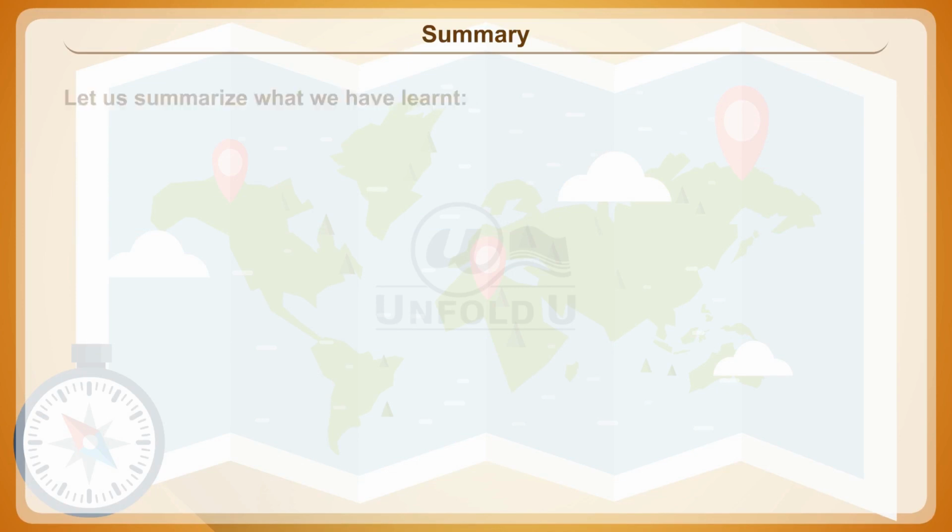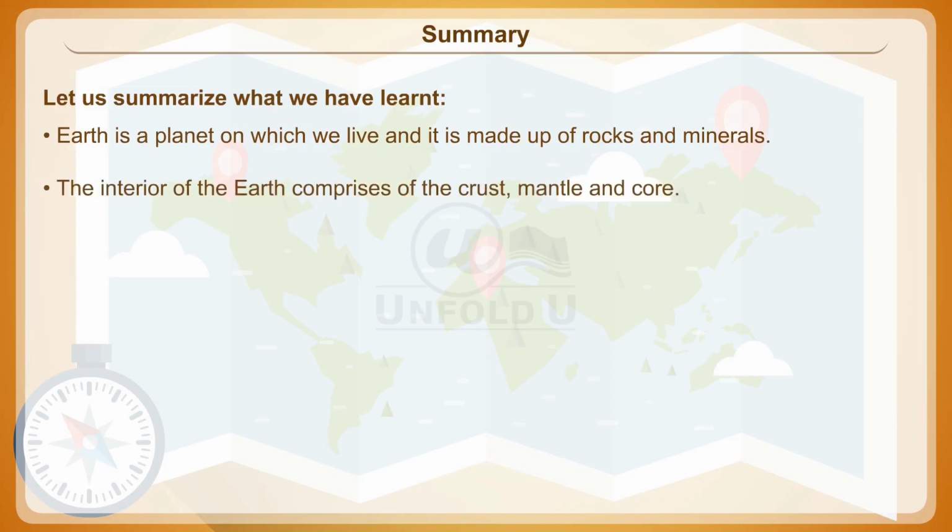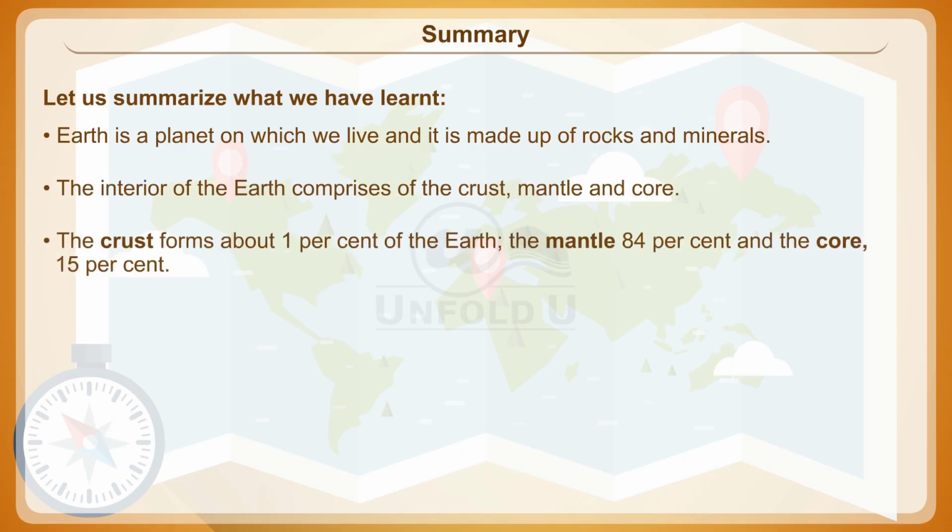Summary. Let us summarize what we have learned. Earth is a planet on which we live and it is made up of rocks and minerals. The interior of the Earth comprises the crust, mantle and core. The crust forms about 1% of the Earth, the mantle 84%, and the core 15%.